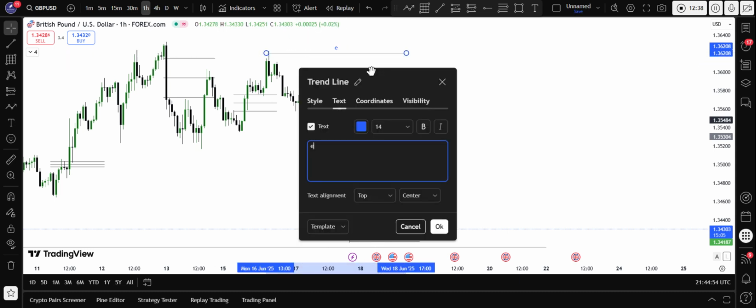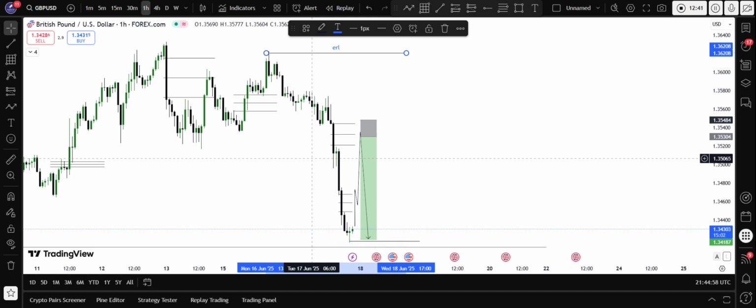So that's basically it. And once you're done identifying that, you're good to go. Wait for the market to come to your point of interest and choose any entry model of your choice and set and forget. It's basically simple.